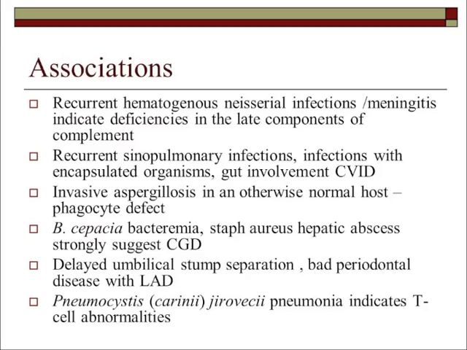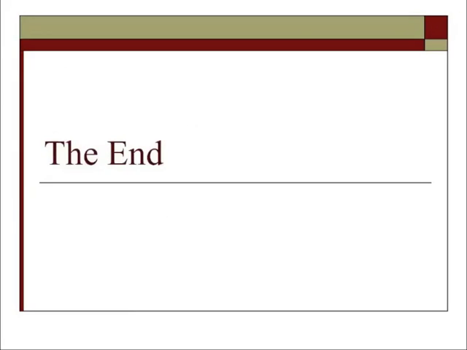Invasive aspergillosis in an otherwise normal host: you think of phagocyte defects, and one of the ones I showed you was CGD. Burkholderia cepacia bacteremia is pathognomonic. So were the Staph aureus abscesses that I showed. They strongly suggest CGD. And then delayed umbilical stump separation, if you see any of that mentioned, or the nasty grill. Think of LAD, and then PCP with T-cell abnormalities. So, that's it. Thank you.